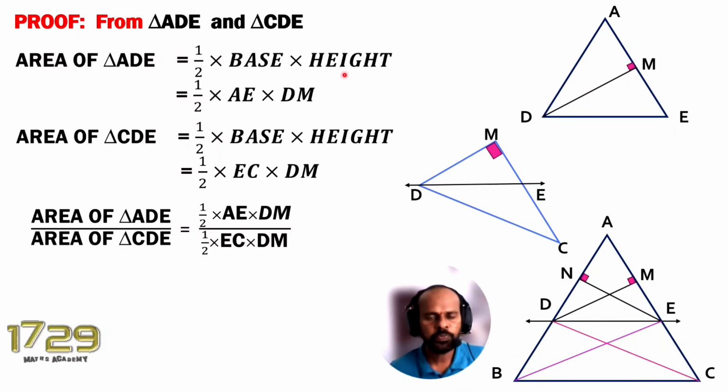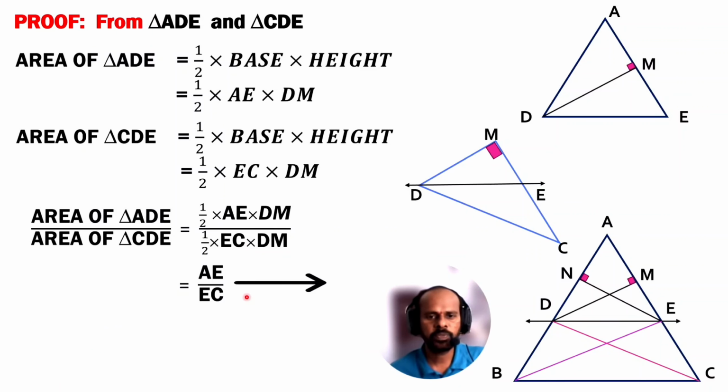Now if you divide these two results, the area of triangle ADE and the area of triangle CDE, the first result AE into DM is the numerator and the second result EC into DM is the denominator. In this fraction the common terms get cancelled: half gets cancelled, and DM gets cancelled. So we get AE by EC as the result. Let us name this result as the second equation.